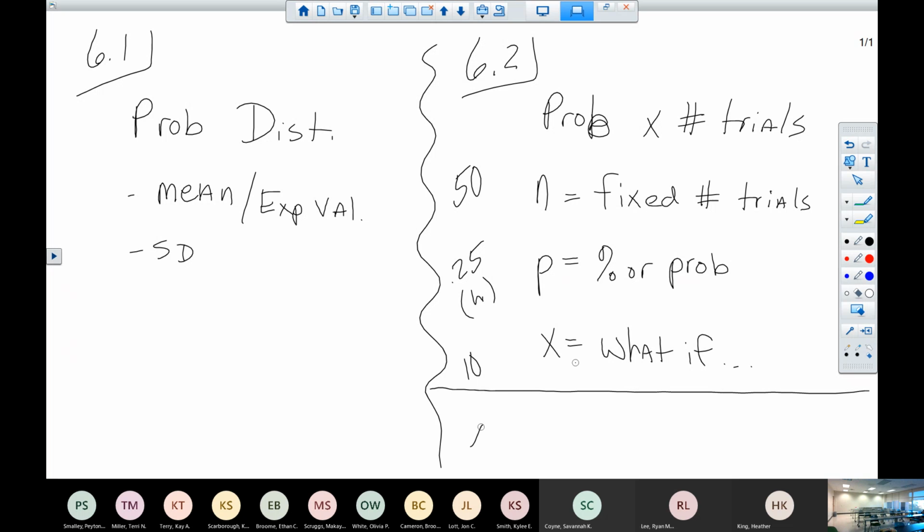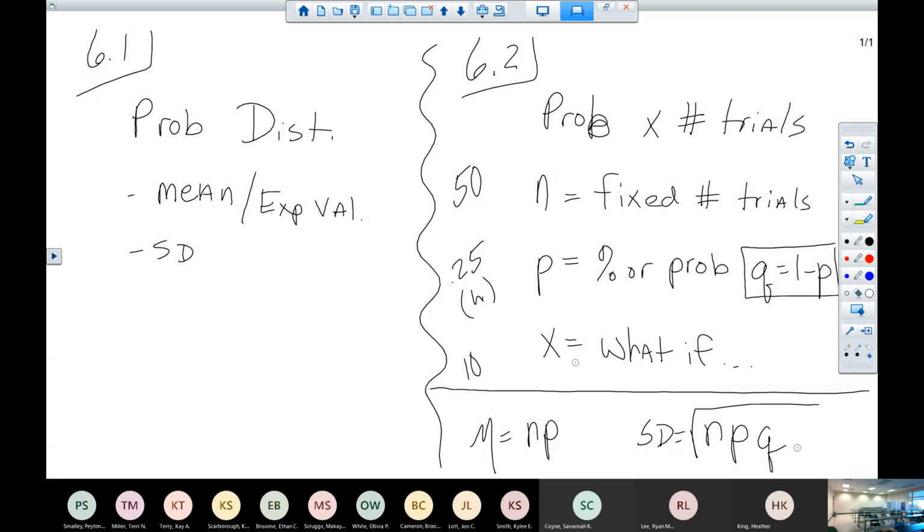mean is equal to N times P, and the standard deviation is equal to the square root of NPQ, and Q is equal to 1 minus P, which is the complement of P. So if P is 0.25, Q is 0.75. Now, I always like to go over this before we go over 6.2 because I want you to know the difference between the two sections.